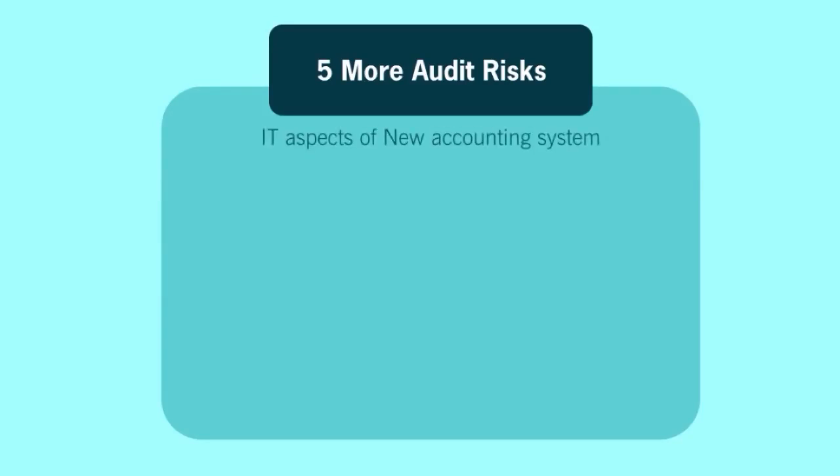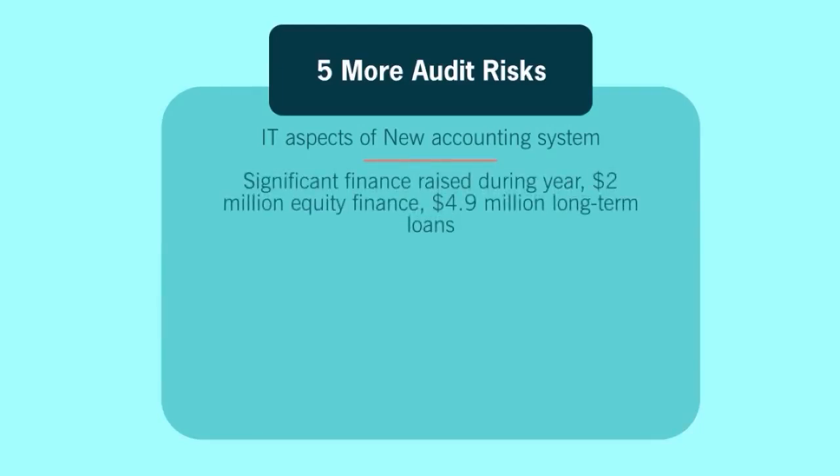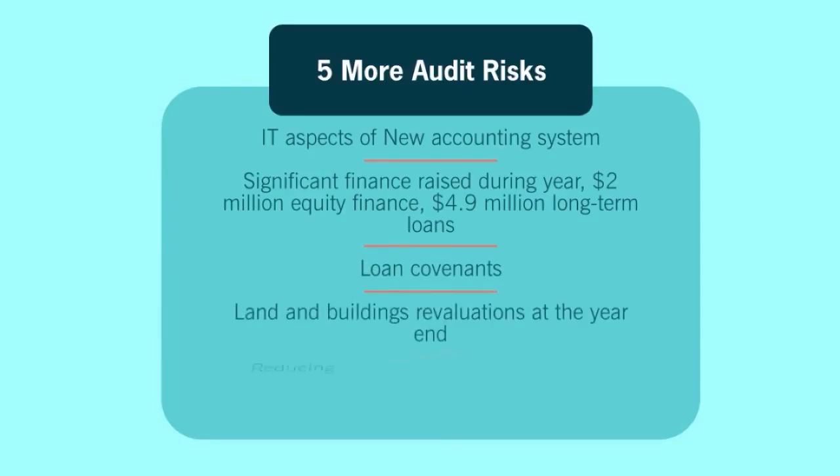IT aspects of new accounting system. Significant finance raised during the year. $2 million of equity finance. $4.9 million of long-term loans. Loan covenants. Land and buildings revaluations at the year end. And reducing the reporting timetable for the company.